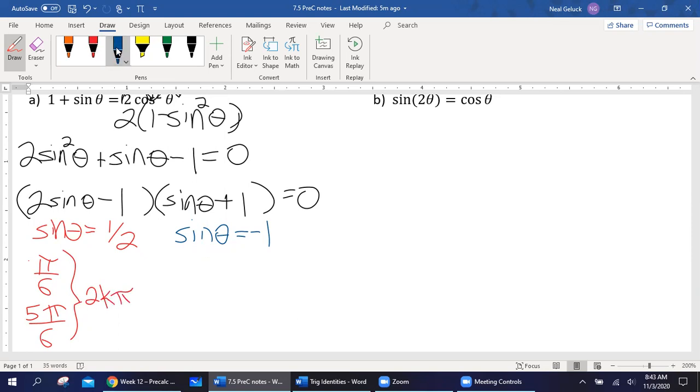Where does sine equal -1 on the unit circle? That only happens at 3 pi over 2. And then I have plus 2k pi on that.